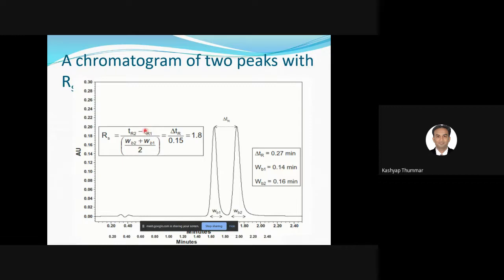So here delta TR is 0.27, and the denominator is 0.14 plus 0.16, which is 0.30, divided by 2, which means 0.15. If you simplify 0.27 upon 0.15, it gives 1.8. So the resolution is finally obtained by this equation.